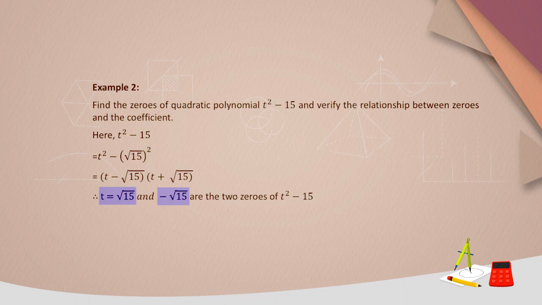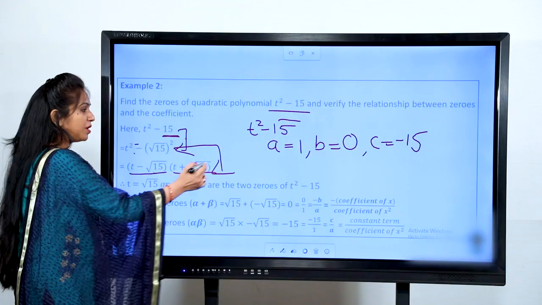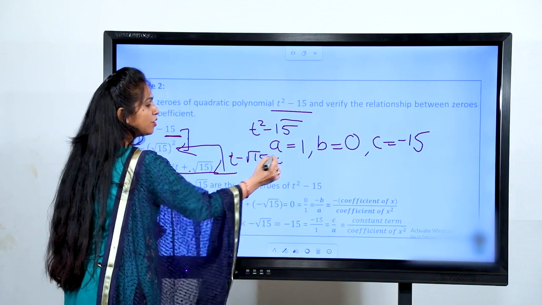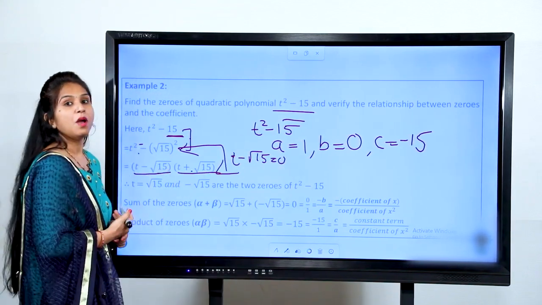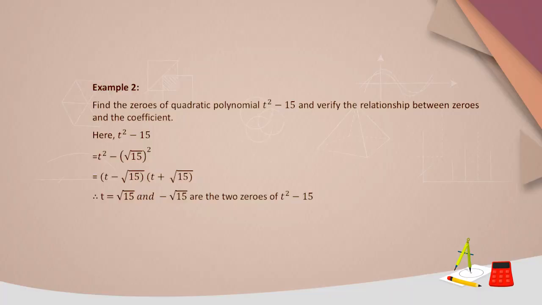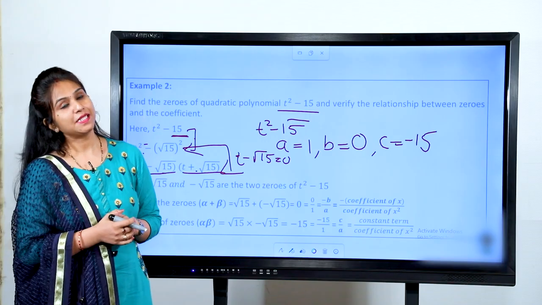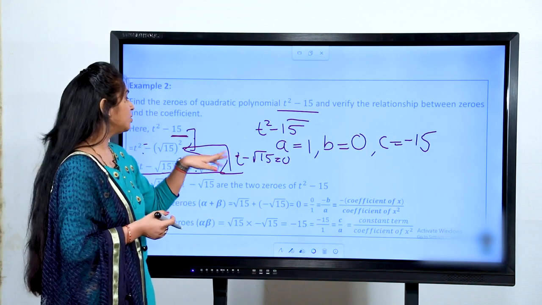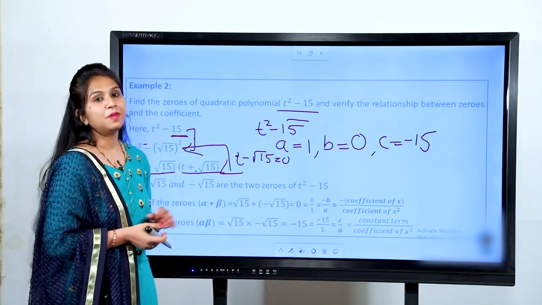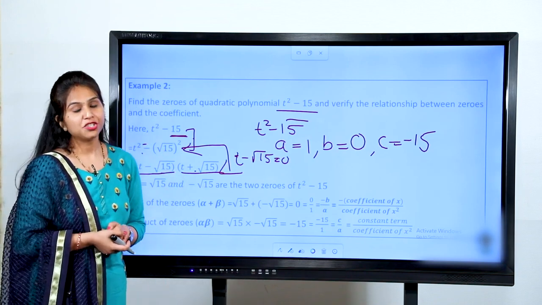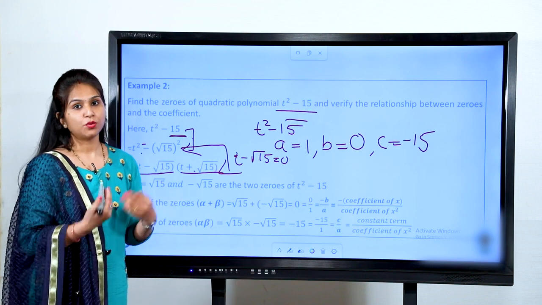When you compare both these factors separately, when you compare t minus root 15 to 0, on transposition t will become positive root 15, and when you compare the other factor with 0, you will see that t is negative root 15. So here we got two values for t. It means these are the two zeros of the given polynomial, meaning alpha is equal to positive root 15 and beta is equal to negative root 15. Again, let us verify the relationship between the zeros and the coefficients.